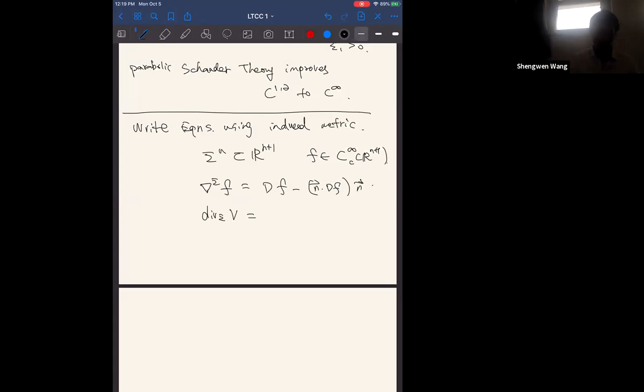And the divergence. So this d means the gradient in R^(n+1), without the subscript. For any vector field v from R^(n+1) to R^(n+1), we can compute the divergence of this vector field with respect to the induced metric. That is again equal to the full divergence minus the projection to the normal direction.